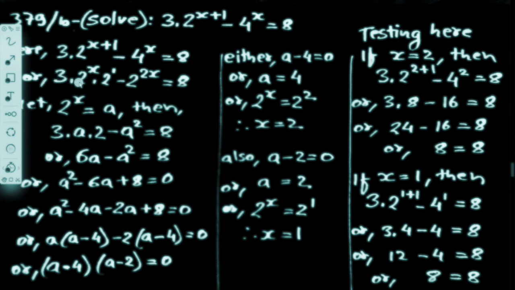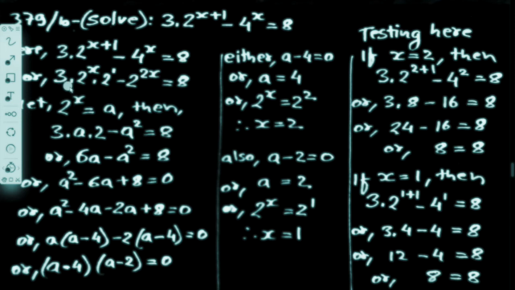Or 3 into 2 power x into 2 power 1. This power is separated. So 2 power x into 2 power 1 minus 4 power x means 2 power 2x equal 8. To make our calculation easy, to make our process easy, we should replace 2 power x as a. Let 2 power x equal a.